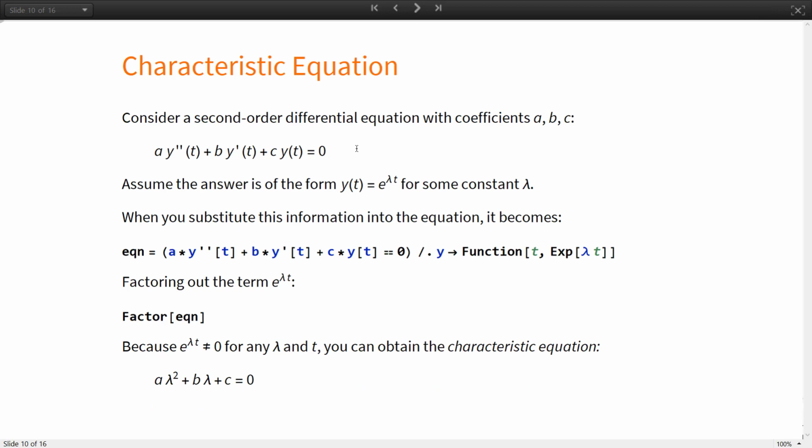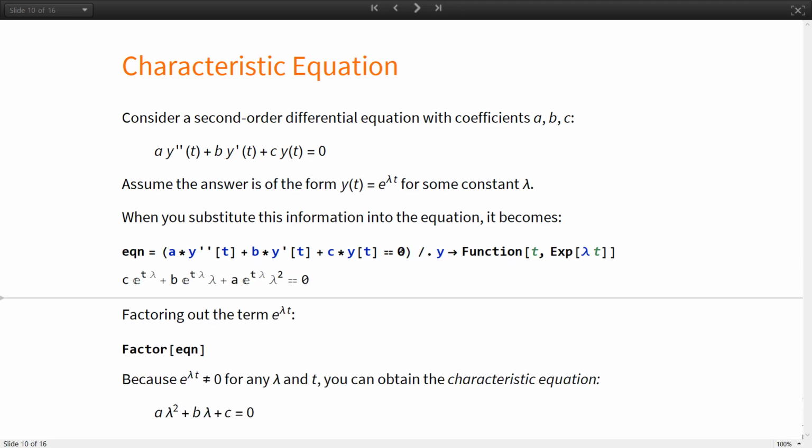Consider this second-order homogeneous differential equation with constant coefficients. Let's assume that the answer is of the form e to the lambda t for some constant lambda. When you substitute this function into the differential equation, we get this. Factor out the e to the lambda t term to simplify the equation a little bit.